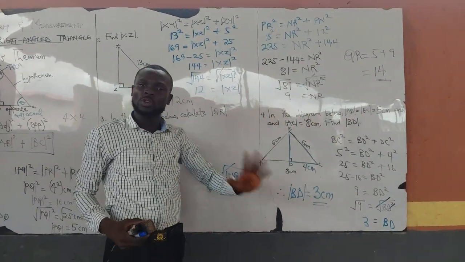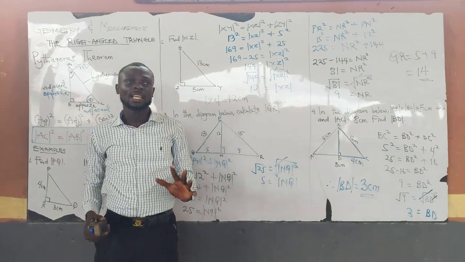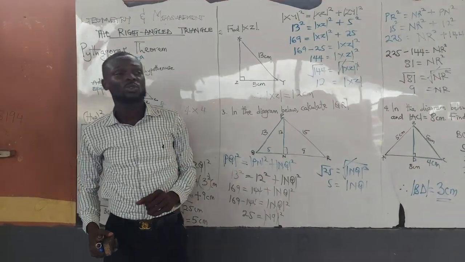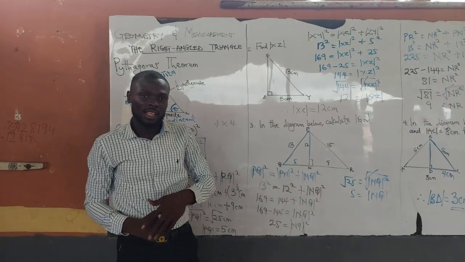The Pythagoras theorem. We really apologize for how we are speeding. The weather is not that favoring, so it's not favoring us. Any moment it will rain. So we have to quickly go through today's lesson.